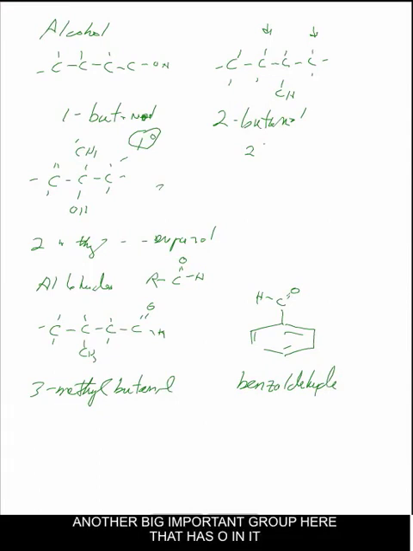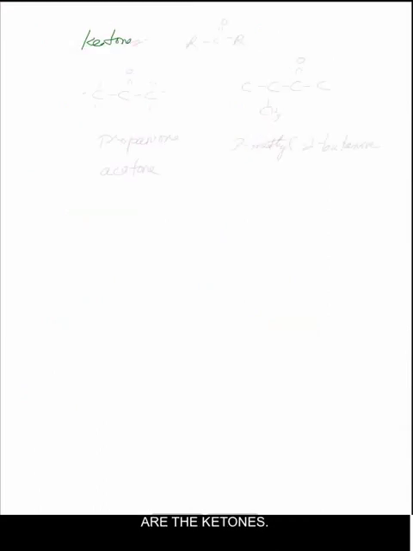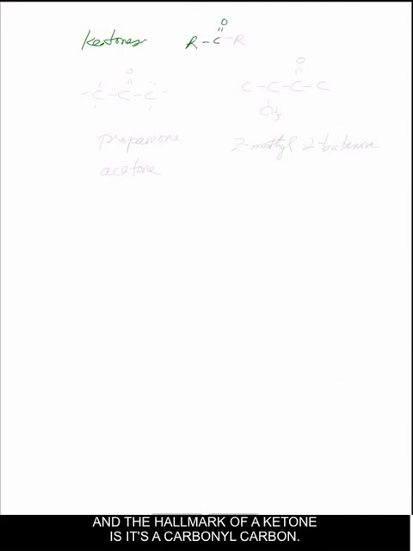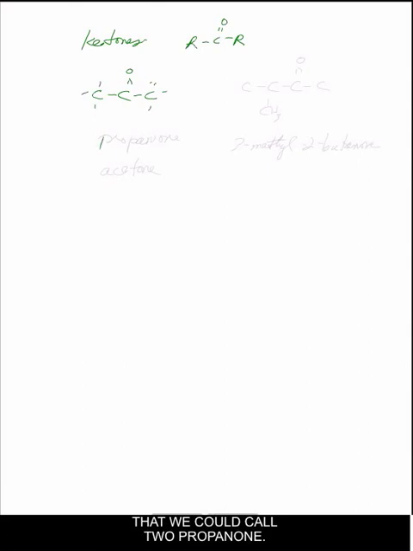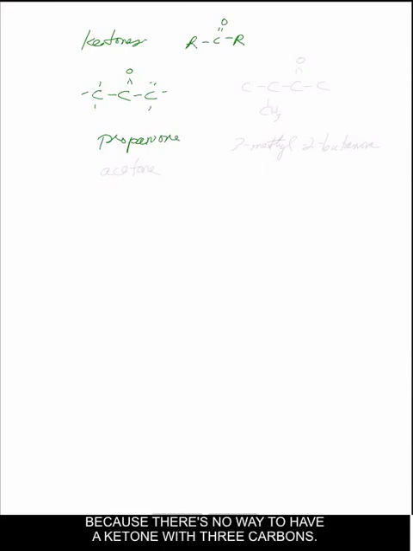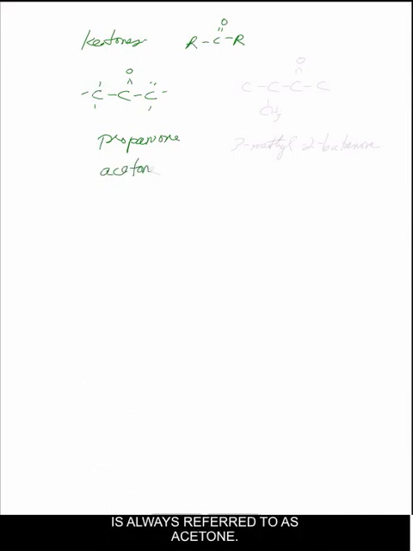Another big important group here that has O in it are the ketones. And the hallmark of a ketone is it's a carbonyl carbon. You remember a carbon that is in turn double bonded to an oxygen atom, having now 2 alkyl groups on the carbon rather than, say, 1 alkyl and 1 H. Remember, that's an aldehyde. So the simplest ketone would be a molecule that we could call 2-propanone. And actually, I really just have to call this propanone because there's no way to have a ketone with 3 carbons other than at the middle. But this molecule, rather than being called propanone, is always referred to as acetone.